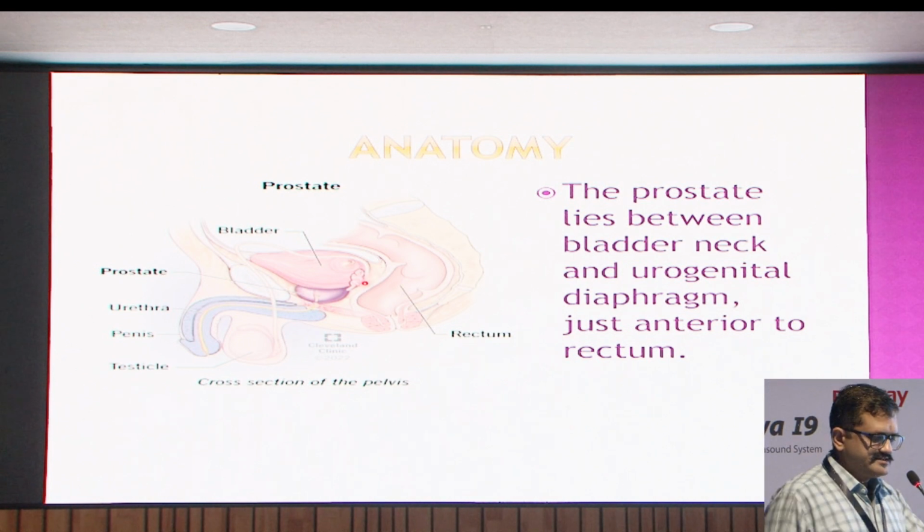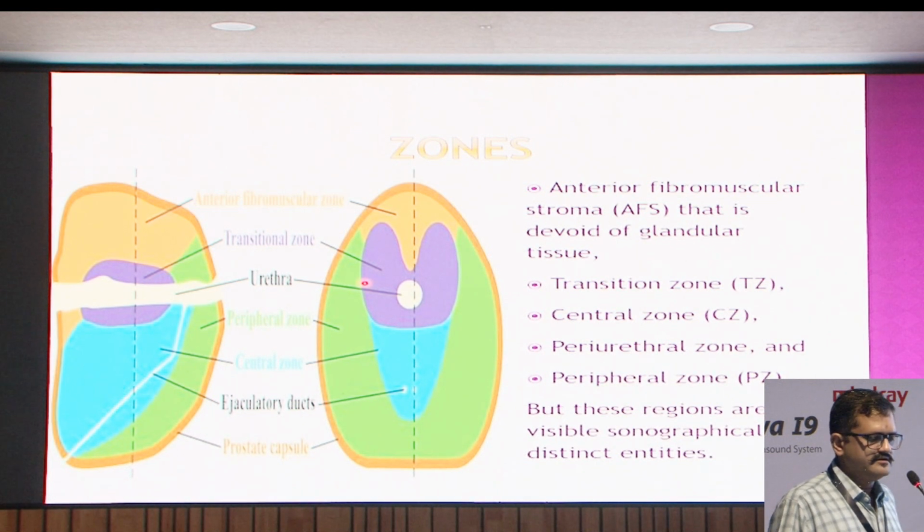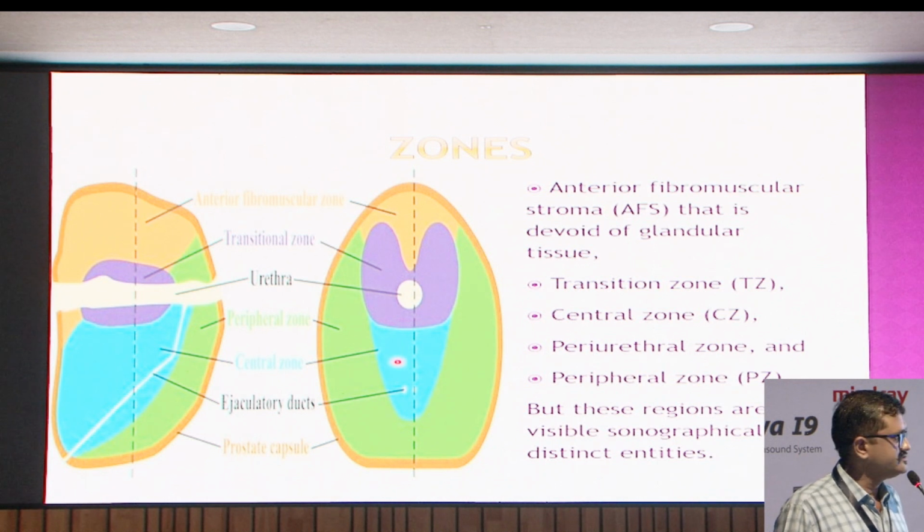The prostate is divided into various zones, which are not visible sonographically as distinct entities. The zones are the anterior fibromuscular stroma, then the urethra, and surrounding the urethra the periurethral zone. Around that is the transitional zone, and posterior to this is the central zone, where the ejaculatory duct passes and joins the urethra at the verumontanum. The largest portion of the prostate gland is formed by the peripheral zone.